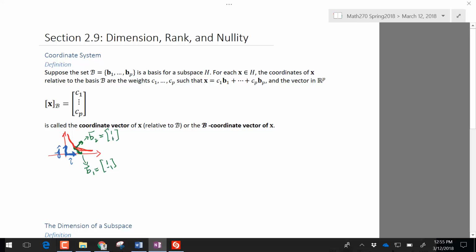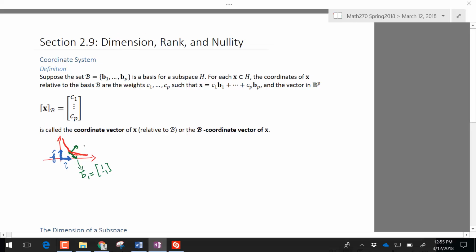Yeah, this is just an example. I was going to purposely not make it perpendicular, but now that you caught that, I'm going to purposely make it not perpendicular. So let's say your vector B2 is 2, 1. There's something about perpendicular basis vectors, and that's an ideal situation for us, but it's not necessarily the case that that's going to happen.